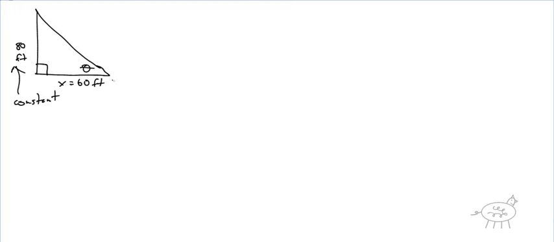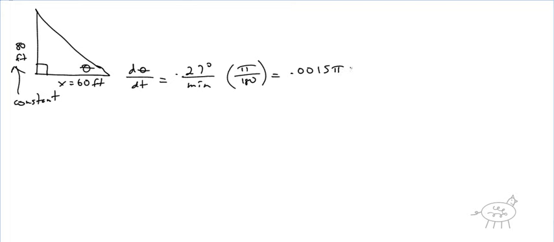And it's telling you that theta is changing at a rate of 0.27 degrees per minute. So you have d theta dt equals 0.27 degrees per minute. It's even telling you to convert it into radians. So how do you convert it into radians? You should know that: pi over 180. In decimal, you're going to get 0.0015 pi radians per minute. That's d theta dt. So what you're looking for here, math fans, is dx dt.